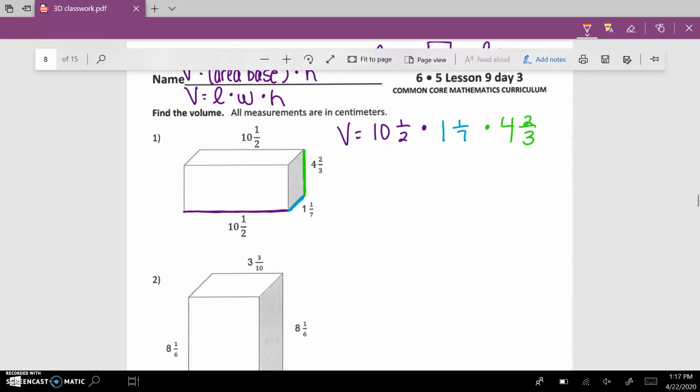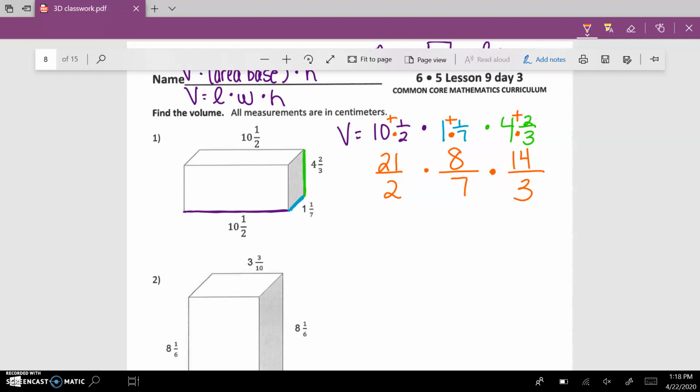So the first thing we have to do is turn our mixed numbers into improper fractions. So remember, it's like doing 2 times 10, which is 20, plus 1 would give us 21 halves, times 7 times 1 is 7, plus 1 would give us 8/7, times, and then 4 times 3 is 12, plus 2 gives us 14/3.